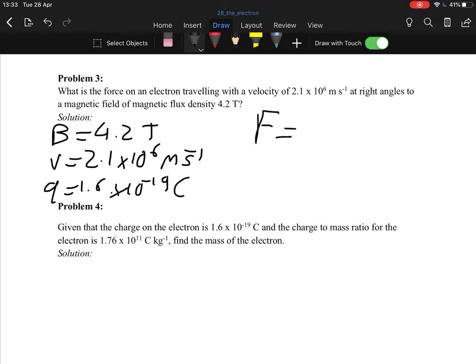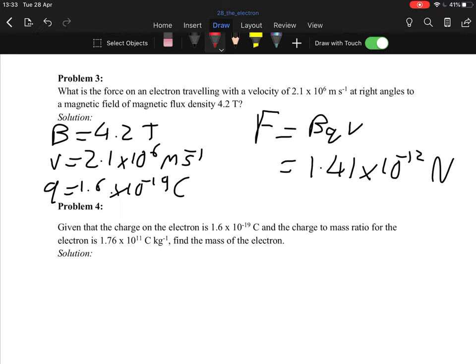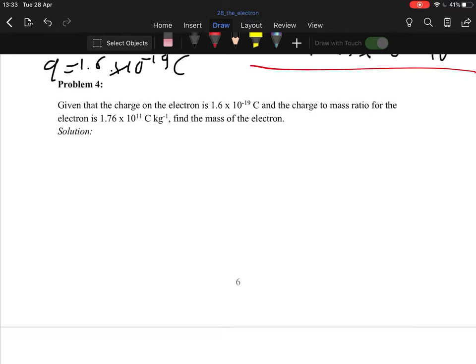Where do we get that? It's the charge on an electron. Okay. And our equation is simply going to be, what equation is missing one value? Simply F equals B Q V. Sub in your three values and we should get 1.41 by 10 to the minus 12, and force is in newtons. There you go. Problem four.